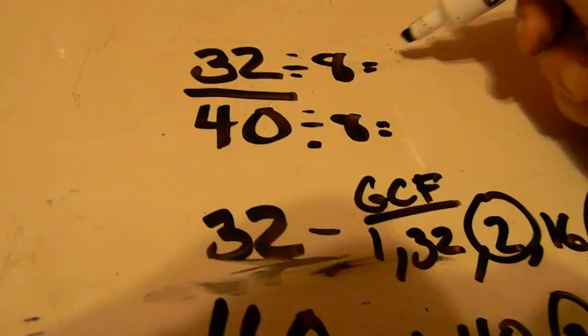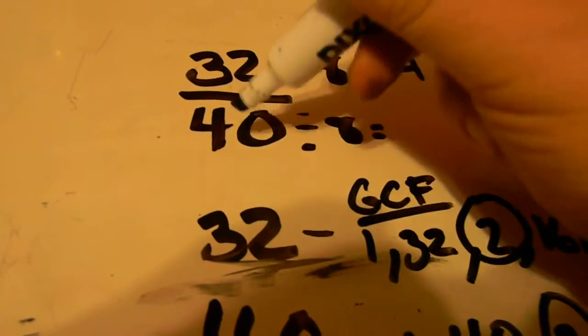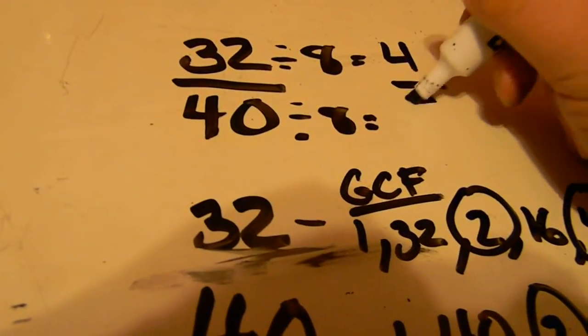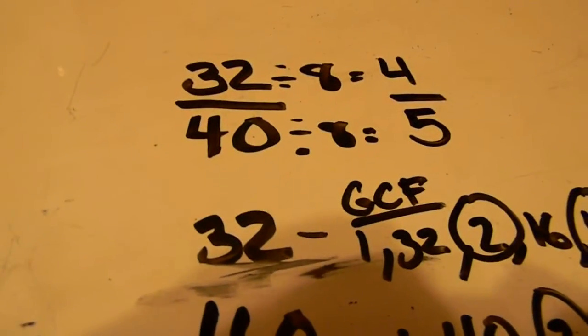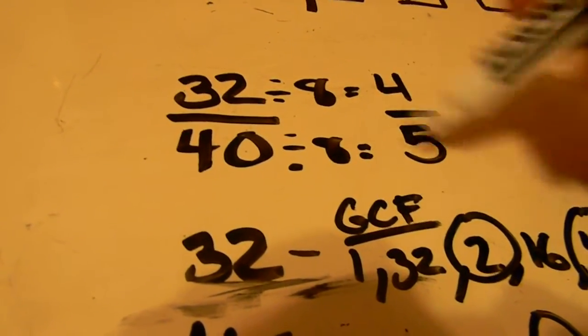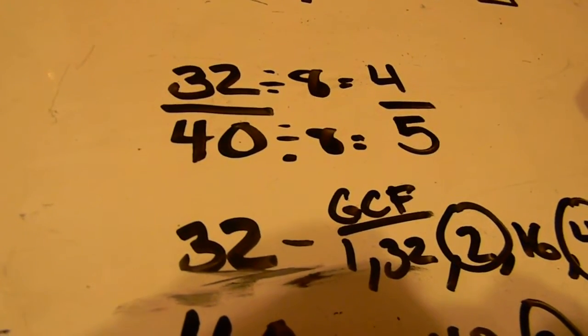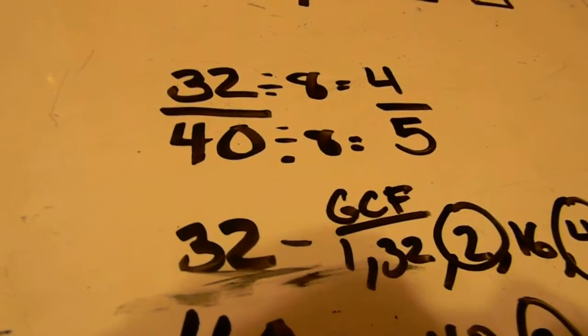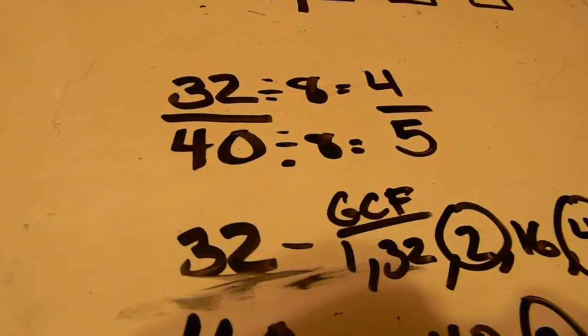So 32 divided by 8 is 4. 40 divided by 8 is 5. Okay? Now, a lot of times you want to make sure that your fractions are in the lowest terms.